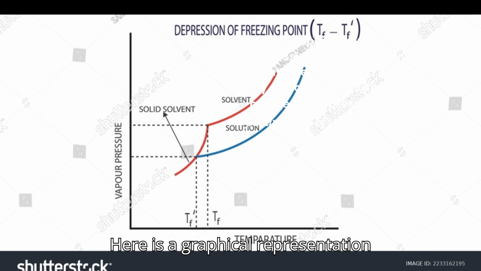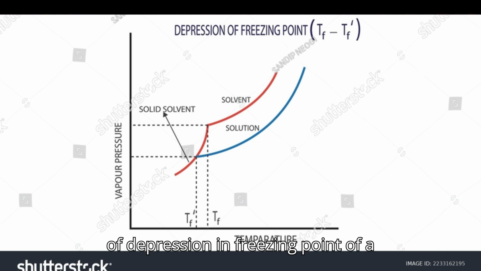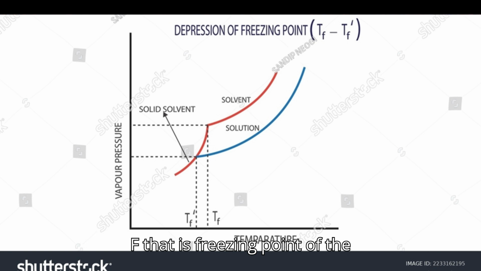Here is a graphical representation of depression in freezing point of a solvent when a solution is prepared by dissolving a solute in it. The orange line represents Tf naught, that is, freezing point of the solvent, while the blue curved line represents Tf, freezing point of the solution. Tf naught and Tf are the temperatures in Kelvin. Obviously, therefore, depression in freezing point delta Tf is equal to Tf naught minus Tf.